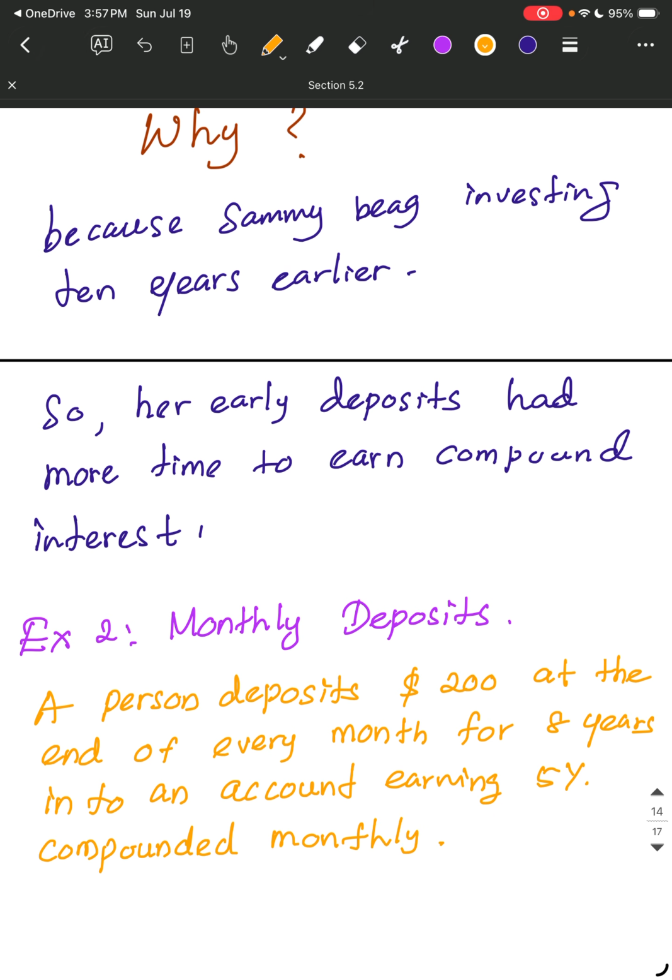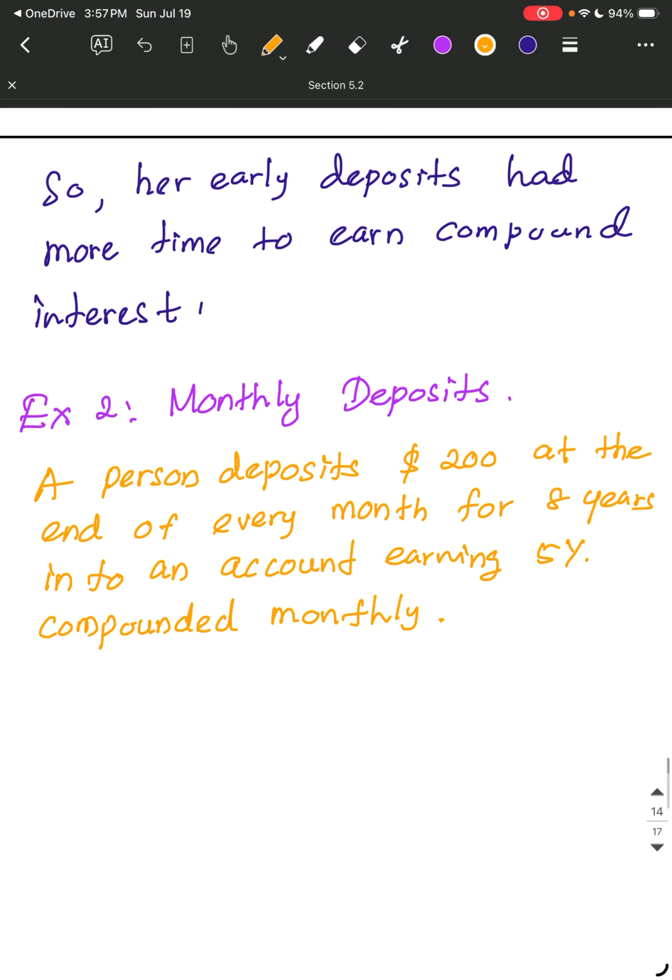Find the future value at the end of 8 years. A person deposits $200 at the end of every month. That account earns 5% interest rate compounded monthly. Okay, let's do this one step by step. Let's identify the payment amounts and the most important details.